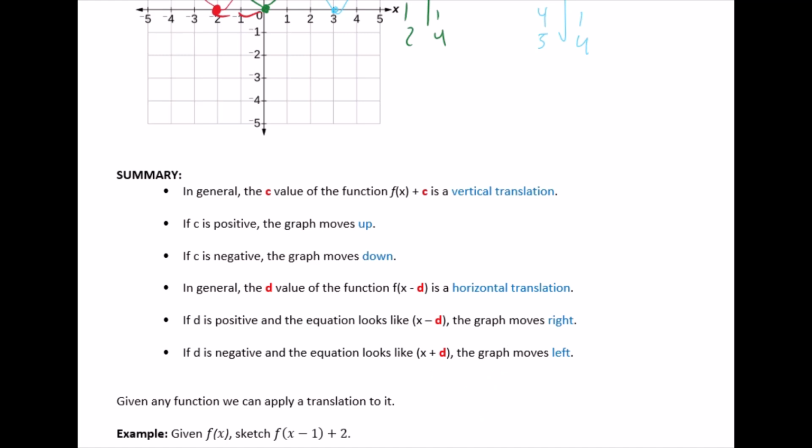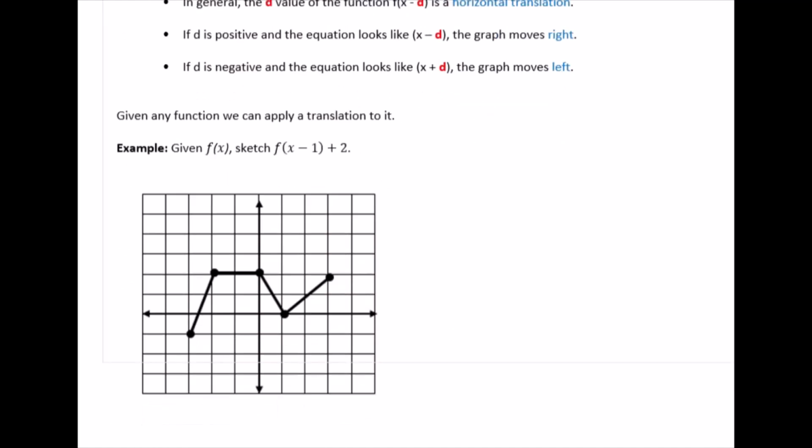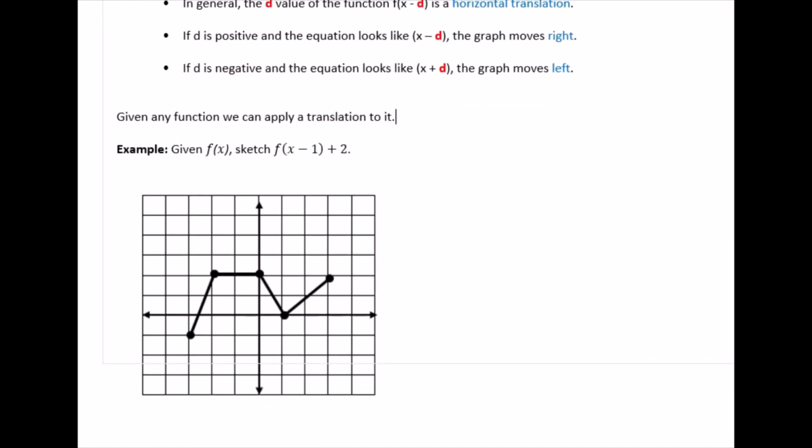So let's have a look at this example where we have a given function again, and we're going to sketch f of x minus 1 plus 2. So we have two translations, sorry. We have a translation 2 up, and we have a translation 1 to the right. So we'll take each of these points and we're going to move them 1 to the right and 2 up. So 1 right, 2 up, 1 right, 2 up.